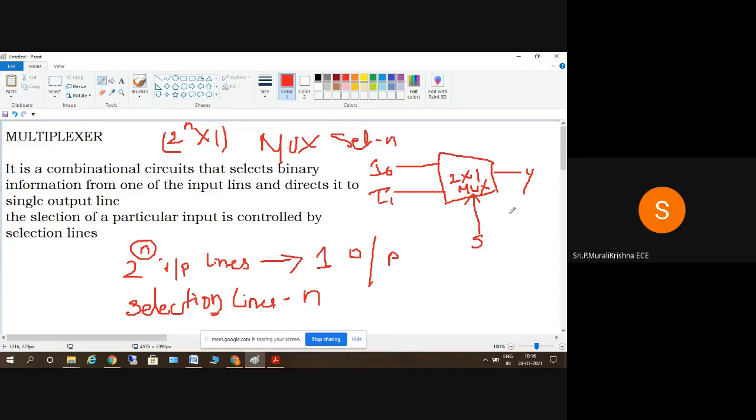So how do we select one among the multiple inputs? It depends upon the selection lines we are using. What should be the ratio of inputs to selection lines? If there are 2^n input lines, then n will be the number of selection lines. Whatever inputs and selection lines we use, we'll have only one output in the case of the multiplexer.